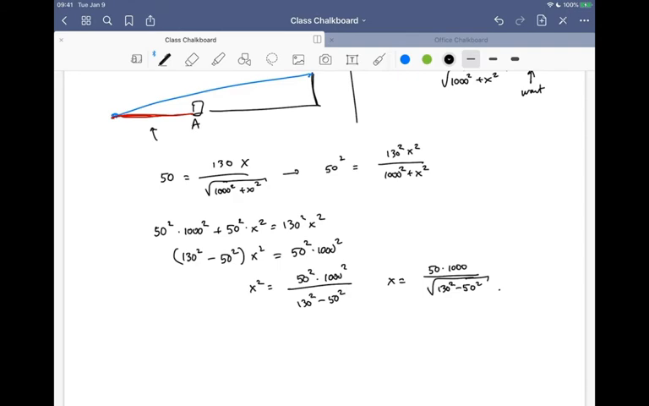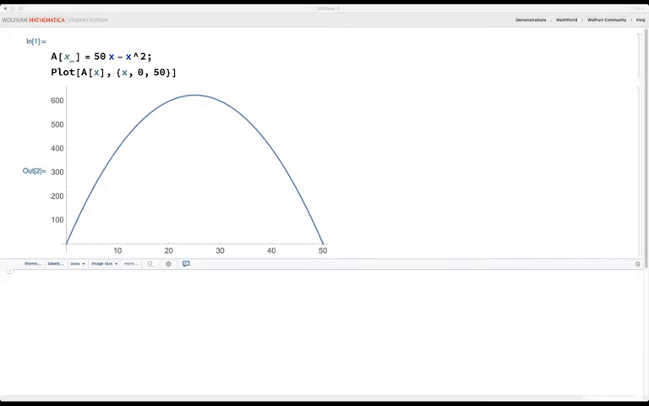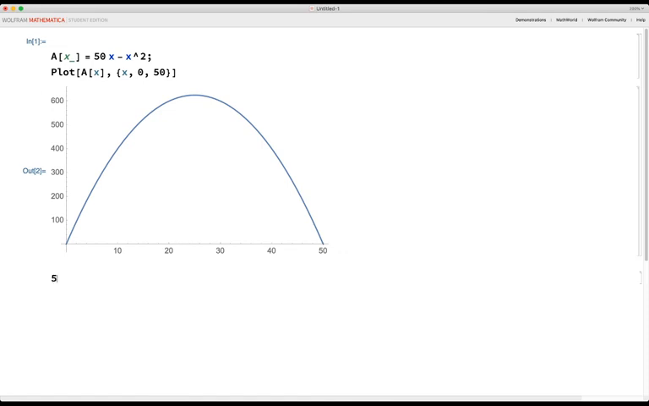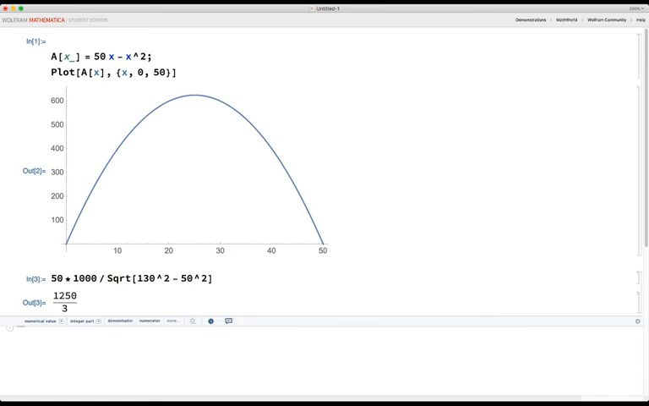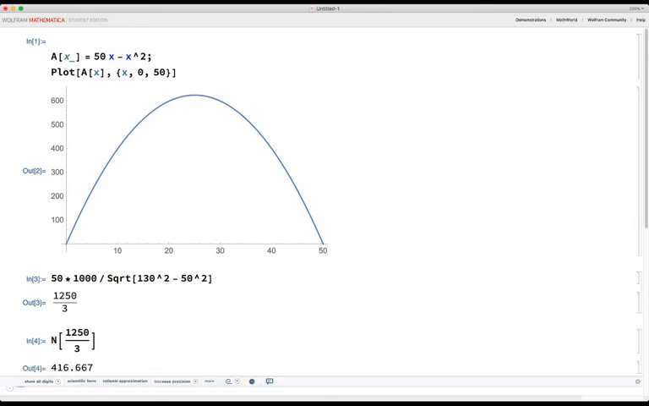So let's actually switch back over to Mathematica and first off just say, well, what is that number? All right, so what did we say it was? 50 times 1,000 divided by the square root of 130 squared minus 50 squared. And hey, we actually get a nice number. It turns out what it was, 1250 over 3, which is approximately 416.6 repeating.